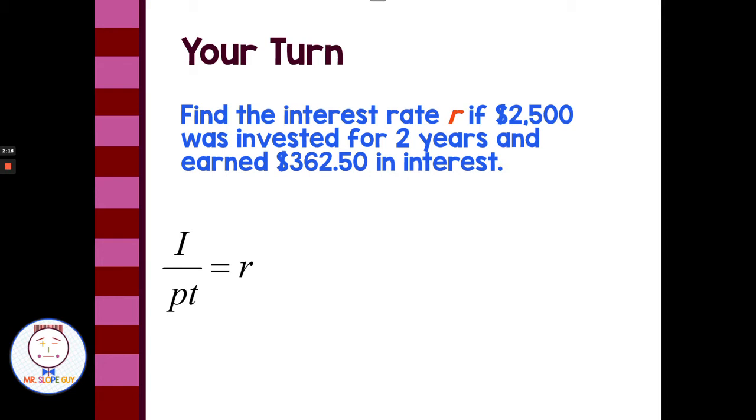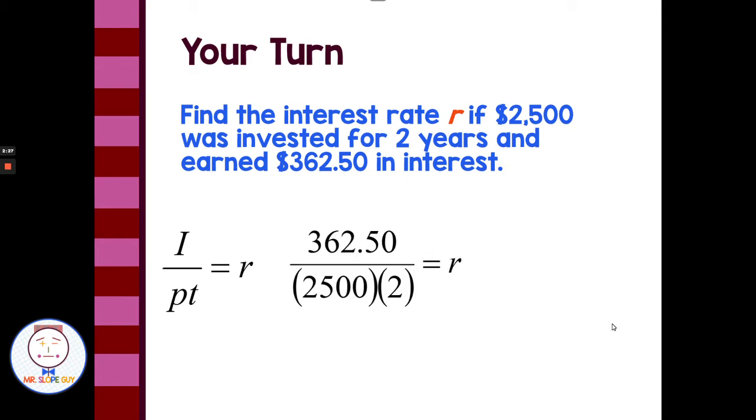So I want you guys to pause the video here, use this formula to find rate. All right, welcome back. So my interest, $362.50, goes in for the I. The principal, the amount of money we borrowed or saved, $2,500. And our time in years is 2. Plug in 2 for the T.